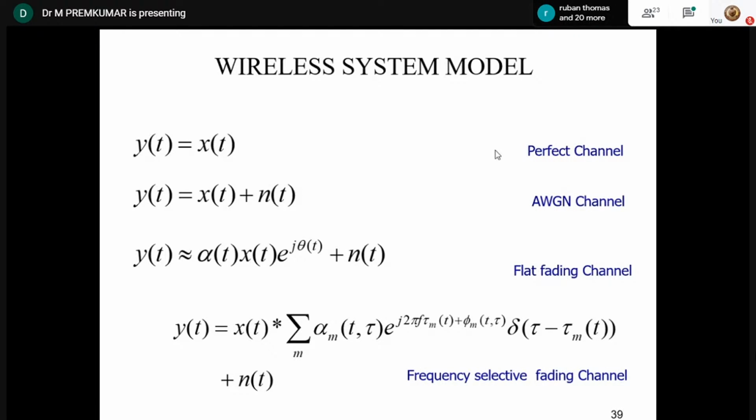You can also have the perfect channel, where there is no channel, and then the AWGN channel, the additive white Gaussian noise channel. This AWGN channel is the noise present in the PCB of our mobile. It is not a physical channel but a virtual channel, where the parameter alpha of t into e power j theta of t is considered to be 1. The channel is 1 actually. Anyway, I will not go much into the mathematics.